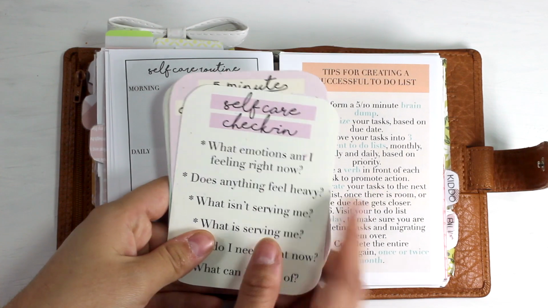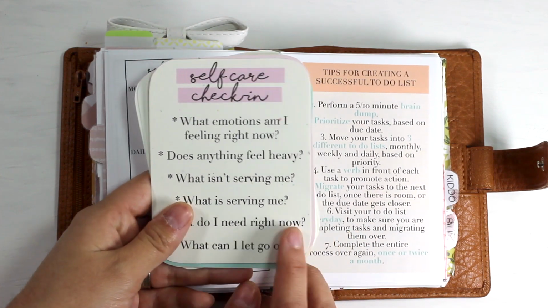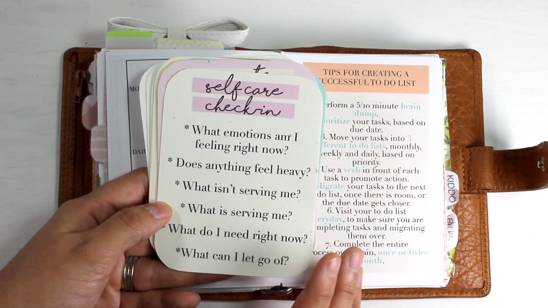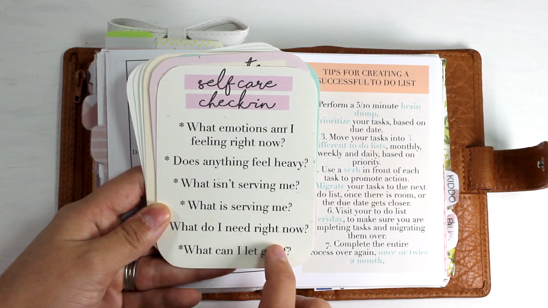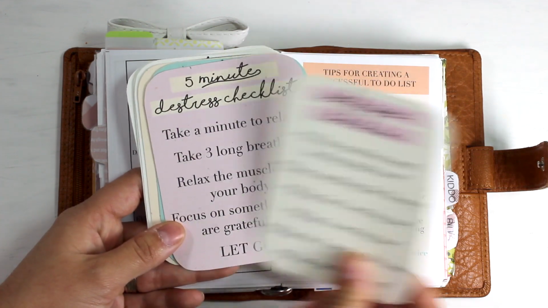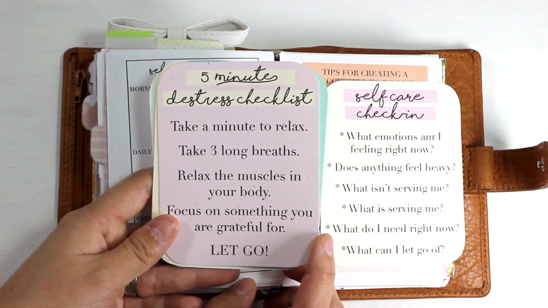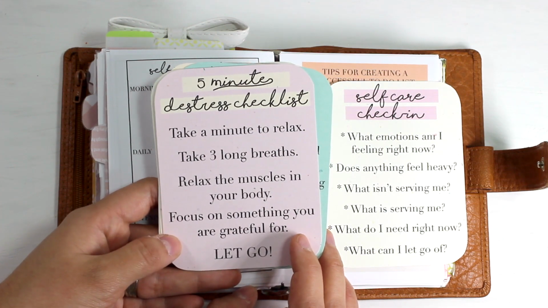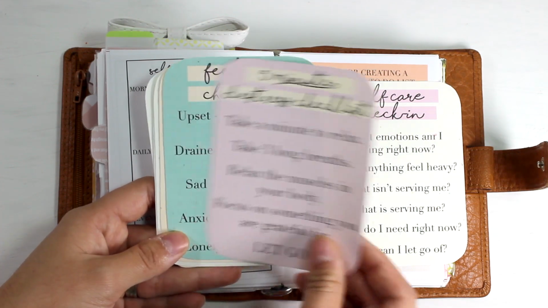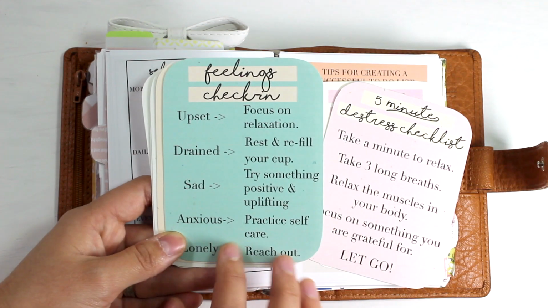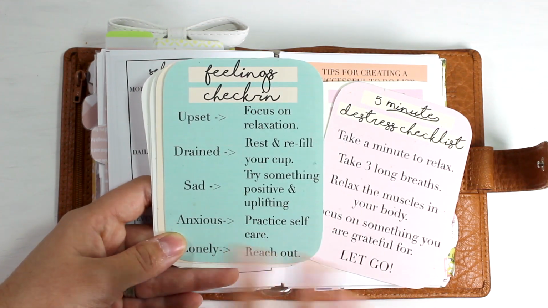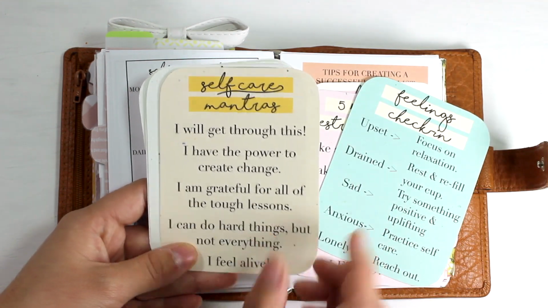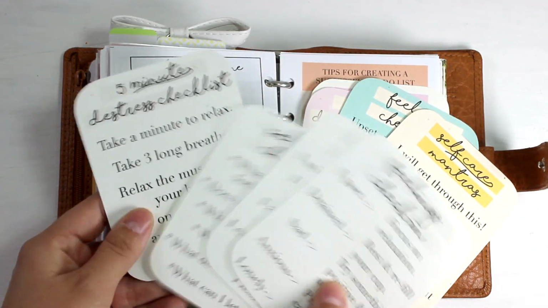So this first one is the self-care pocket cards, and this is a self-care check-in. So this one says, what emotions am I feeling right now? Does anything feel heavy? What isn't serving me? What is serving me? What do I need right now? And what can I let go of? This is a 5-minute de-stress checklist, so take a minute to relax, take 3 long breaths, relax the muscles in your body, focus on something you are grateful for, and let go. This is a feelings check-in, so if you're feeling this way, you can do some of these things to kind of counteract how you're feeling. And these are some self-care mantras. You will also get them in black and white as well.